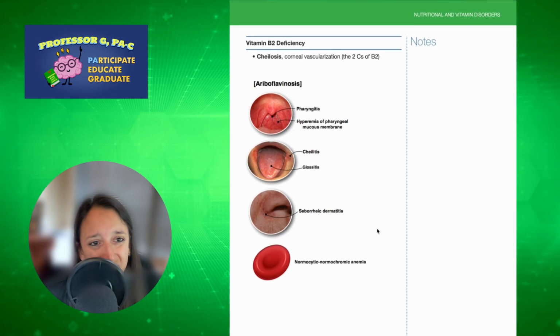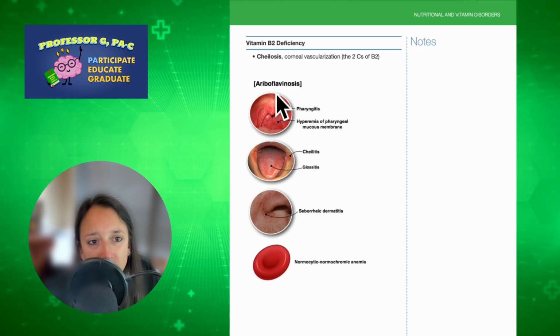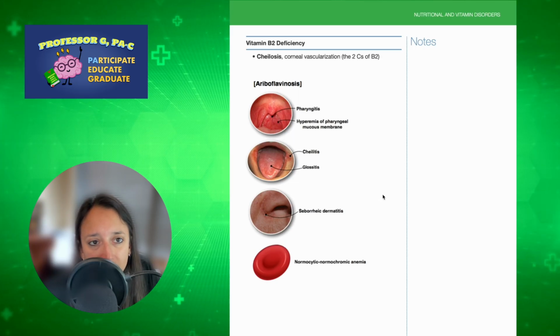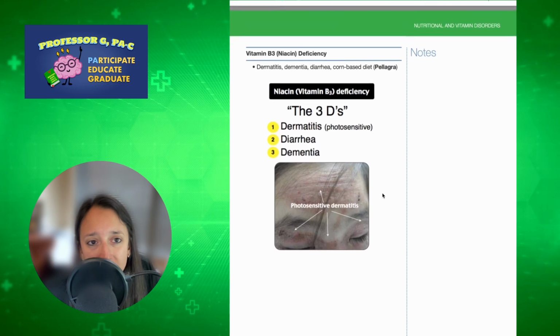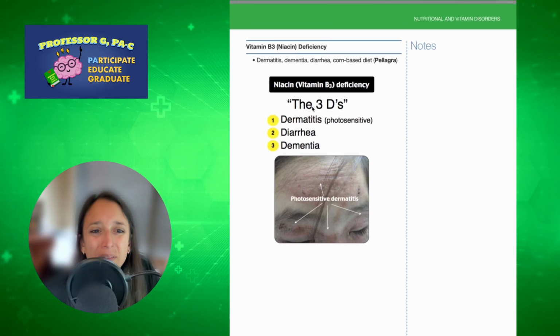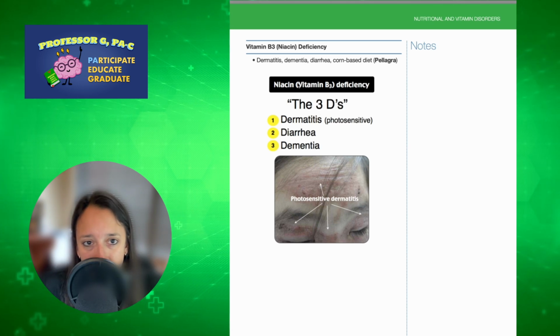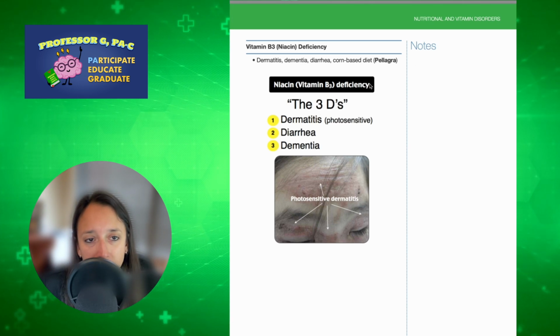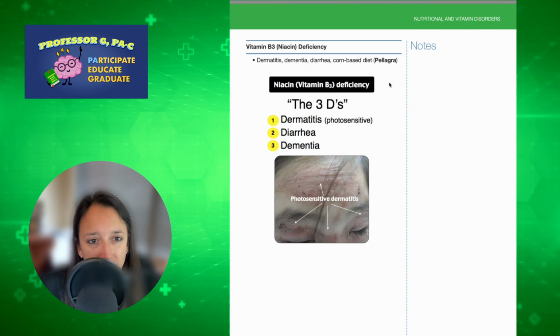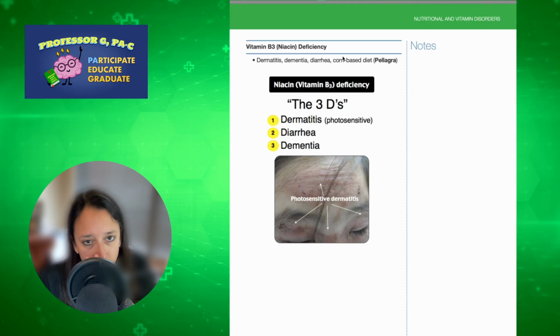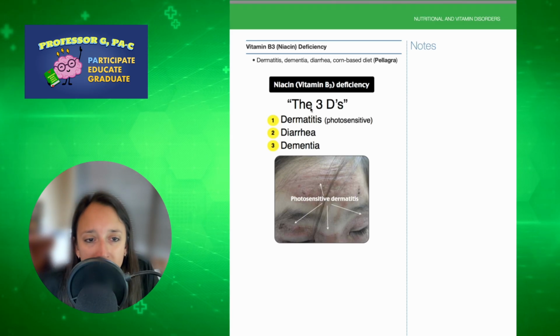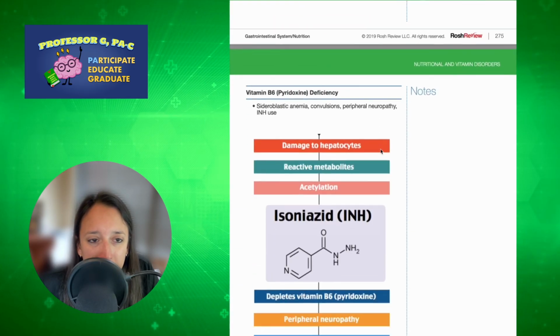B2, we don't see it very often, but it basically causes some problems with the mouth, so cheilosis and things like that. B3, there's more than the 3Ds, but you can think of the 3Ds to help you. This is a niacin deficiency, and it causes what we call pellagra. We see it often in corn-based diets in Asian countries. The 3Ds are dermatitis, diarrhea, dementia, and then it can also cause death. Okay, so there we go.